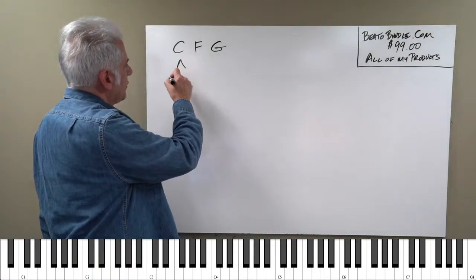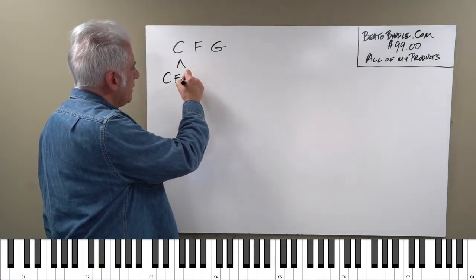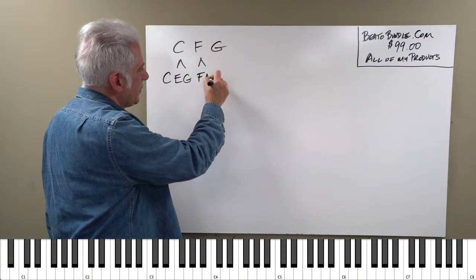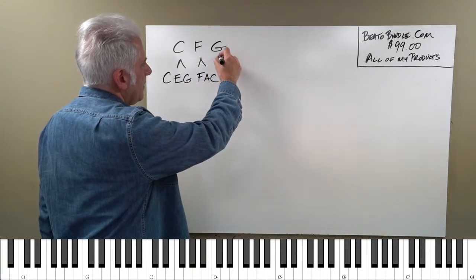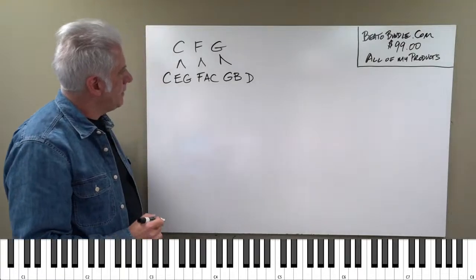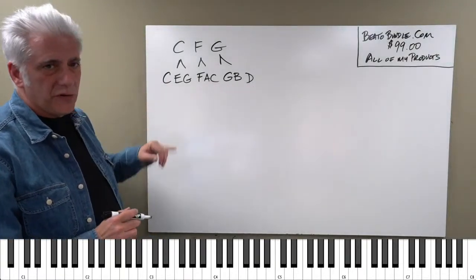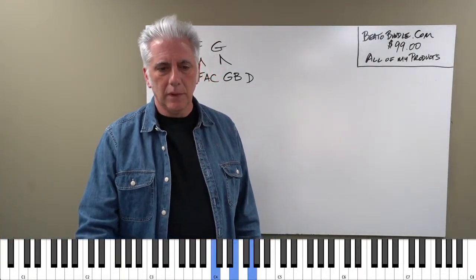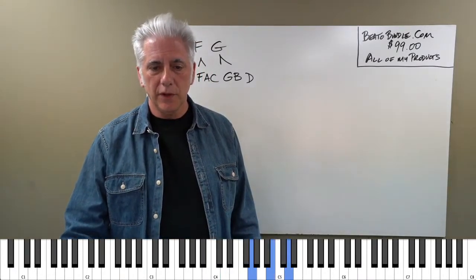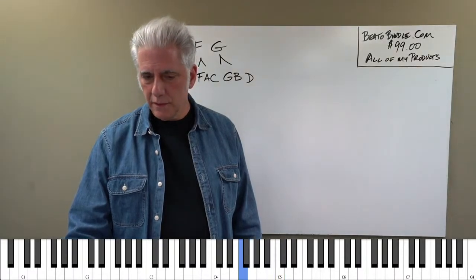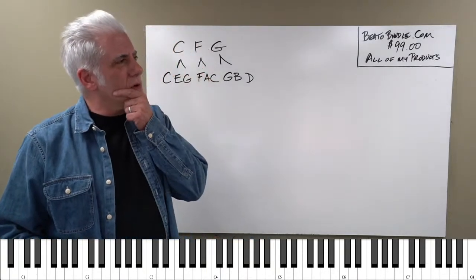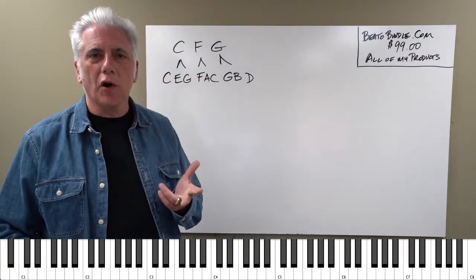C major is the notes C, E, G. F major are the notes F, A, C. See, no sharps or flats. And then G major is G, B, D. Okay? These are all white notes here. So you get C major, F major, and G major. You notice they are 3-note chords, all white notes.